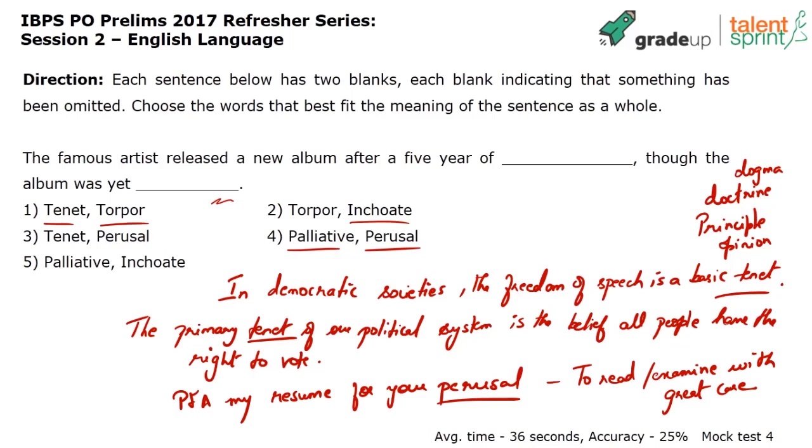We're talking about torpor, so for 5 years nobody heard from this famous artist. He didn't release any new album. So suddenly after 5 years, after this period of non-activity, he released it. But the album was yet to be fully developed. It was still in its early stage. It was still in the beginning stage, right?